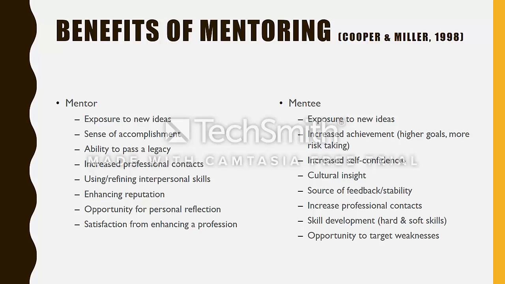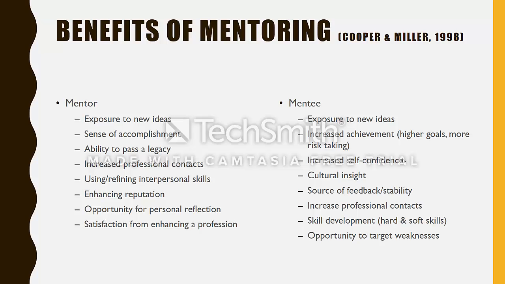On the mentee side, a mentee's potential benefits from a mentoring relationship are really an increase in overall achievement through goal attainment and through the ability to take more risk in a supportive environment with the support of a mentor. An increase in self-confidence is a potential benefit for you as a mentee. Obtaining cultural insight has been found to be another benefit potentially of a mentoring relationship. And then obviously as a mentee, you have the opportunity to receive feedback and really a sense of stability as you take on more risk in the context of a mentoring relationship through goal attainment and things like that.